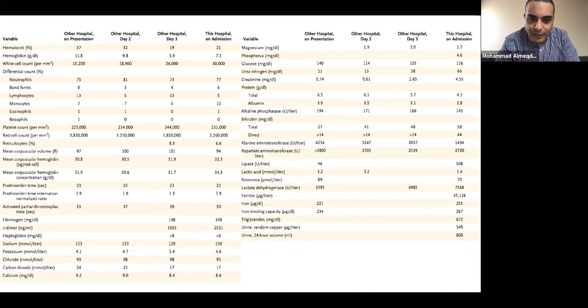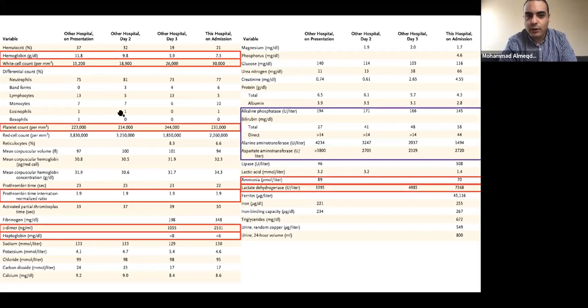So these are some of the labs. There's a lot of labs here, but essentially it's just a trend of labs, okay? I don't want you to look at everything. I really want to highlight a few of them. One of them is the hemoglobin. When he showed up, it was 11.8, but as it progresses, you can see his hemoglobin went down to 5.9, and then he probably received some blood and it was 7.3. And he definitely had a white count that goes from 15 up to 30.